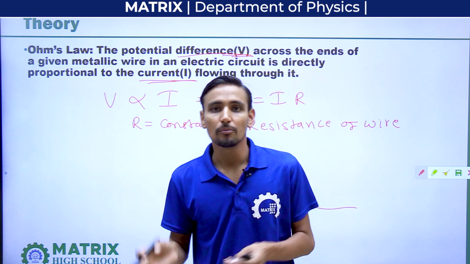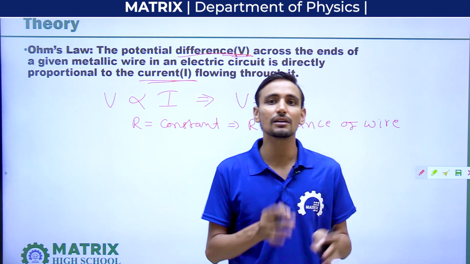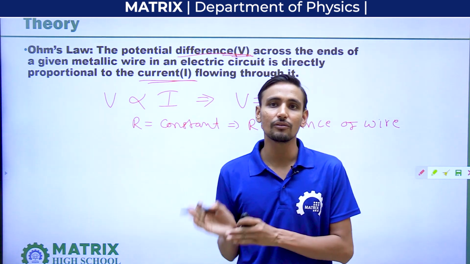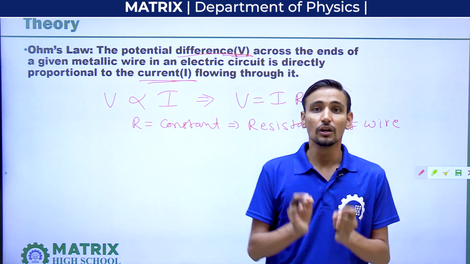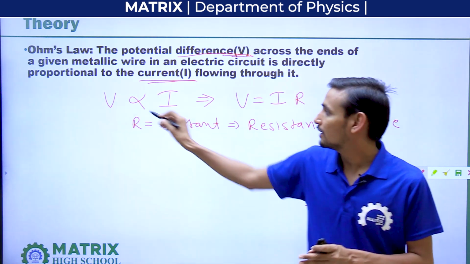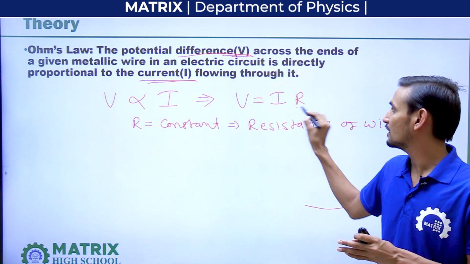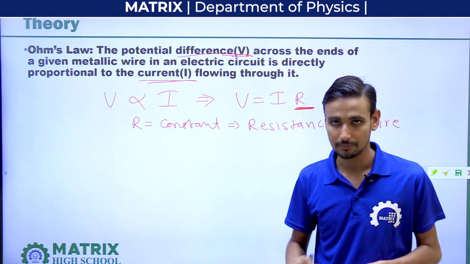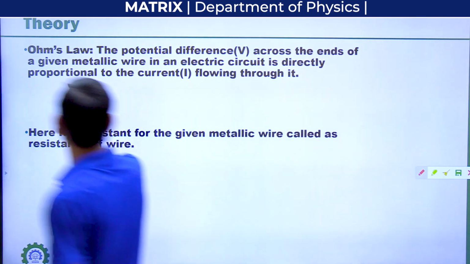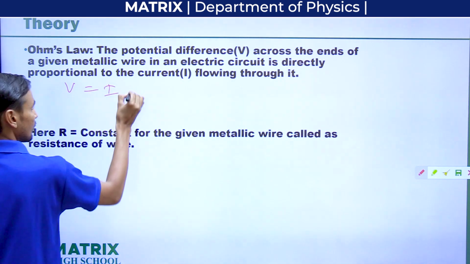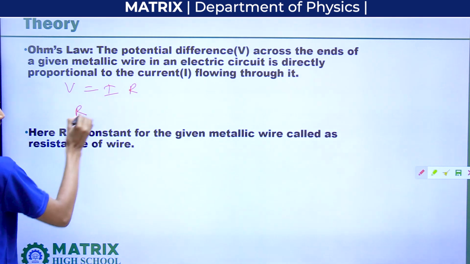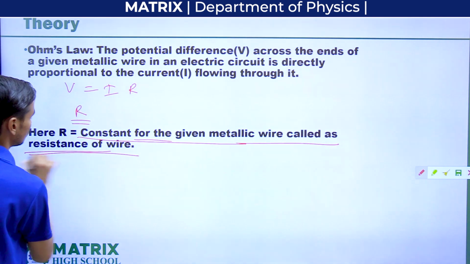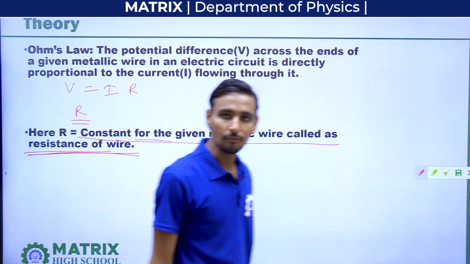Ohm's law tells about the potential difference across a resistance and the current flowing through it. The potential difference across a resistor wire is directly proportional to the current flowing through it. When the proportionality sign is removed, there is a constant called the resistance of the wire, R. So V equals IR, where R is constant for the given metallic wire and is called the resistance of the wire.